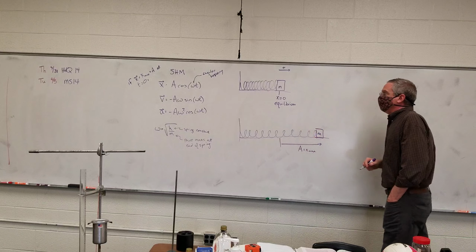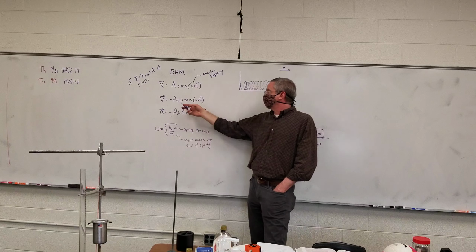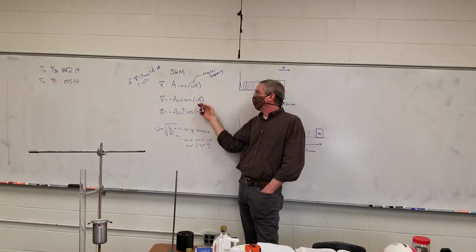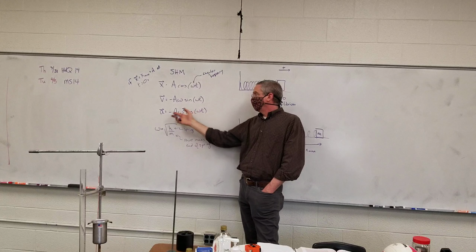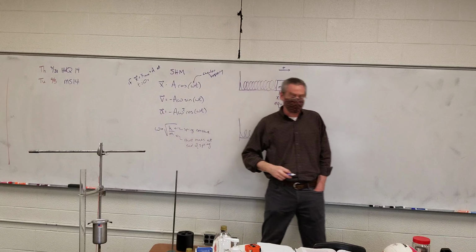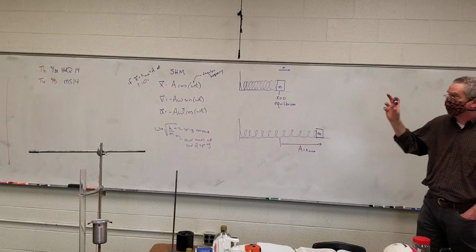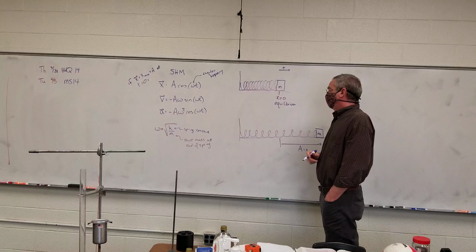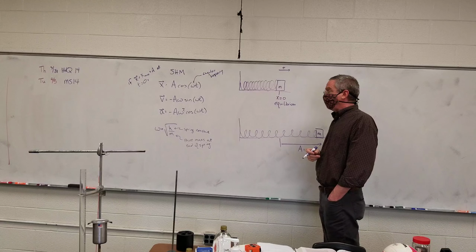And then the velocity could be modeled by the formula negative, whatever the amplitude was, times omega, times the sine of omega t, and then the acceleration defined by this equation. And omega is just the square root of the spring constant divided by the point mass at the end of the spring. So that, in theory, is a recap.